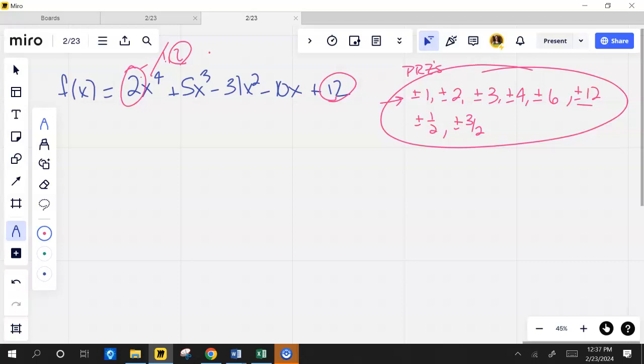Now let's look at Descartes. How many positive solutions might I have? 2 or 0? Because look, how many sign changes do I have? 1, 2. So 2 or none.